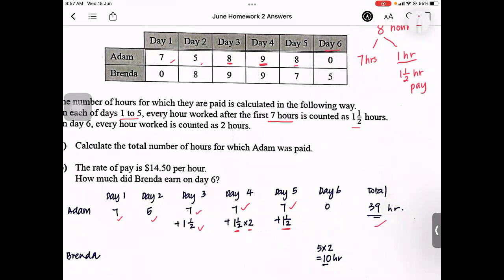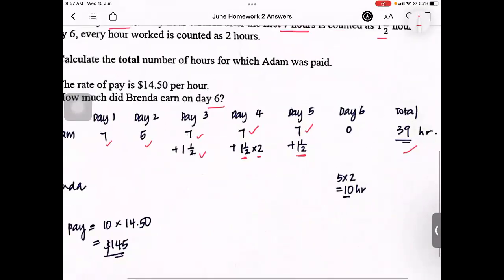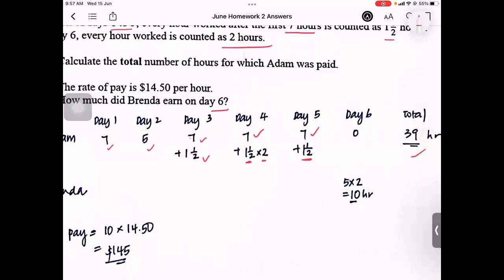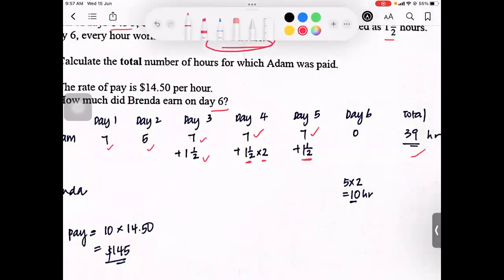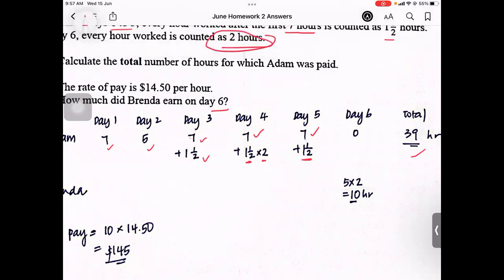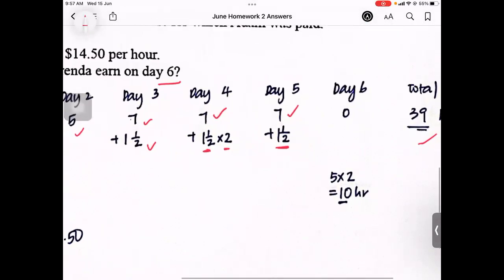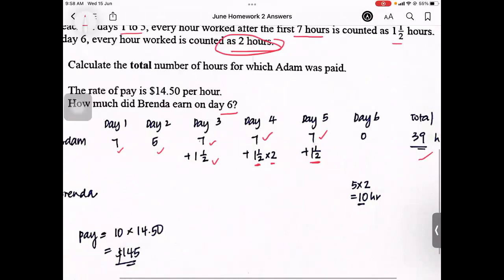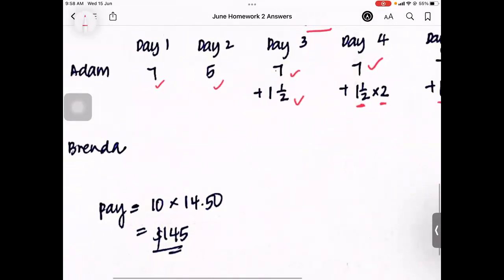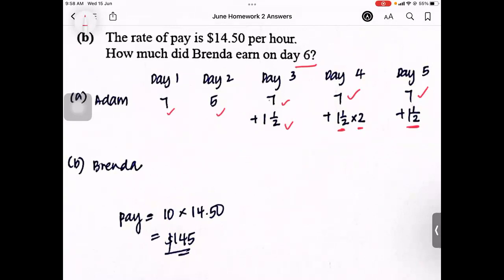Next one, the rate of pay is $14.50 per hour. How much did Brenda earn on day 6? Just day 6 itself. So Brenda has 5 hours. Each one is counted as 2 hours, so the hourly rate is times 2. So 5 times 2, straight away 10 hours. And 10 hours get paid. 1 hour is $14.50. So we get our answer 145.